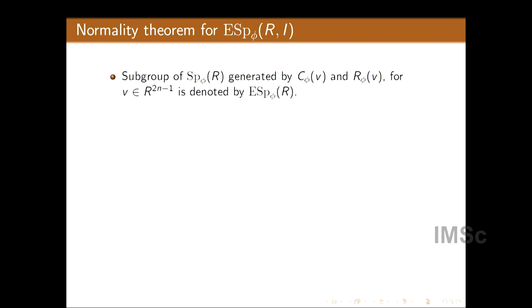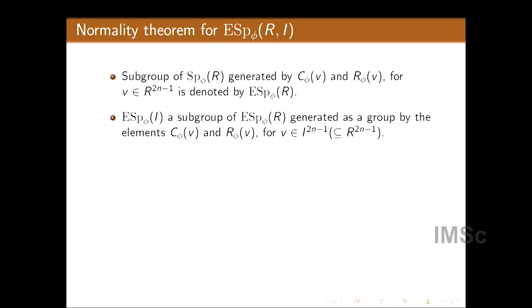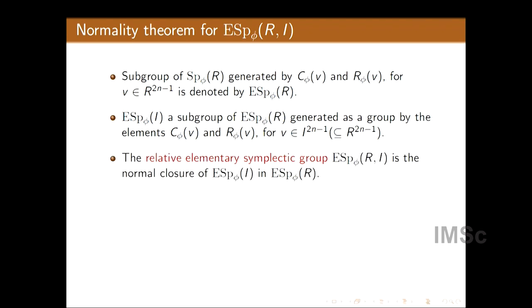So, one can look at the subgroup generated by C phi V and R phi V, this subgroup of SP phi R, which is denoted by ESP phi R. Here also one can talk about ESP phi I, where the vectors are of length 2n minus 1, and each of the entries comes from the ideal. And one can look at the normal closure, which is called the relative elementary symplectic group ESP phi R comma I.